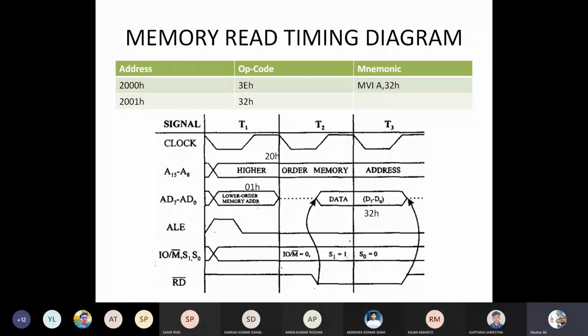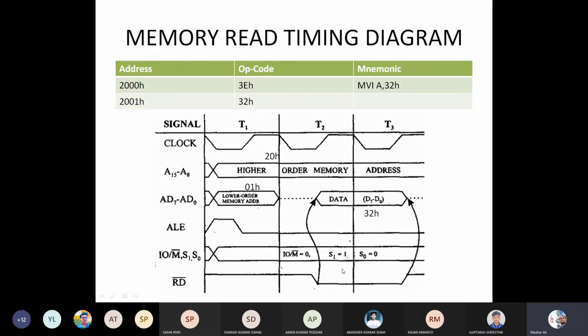If we have an instruction something like this, MVI A, 32H, what does this mean? Please pay attention. We have an instruction like MVI, move immediate, A, 32H. This instruction is of 2 bytes.